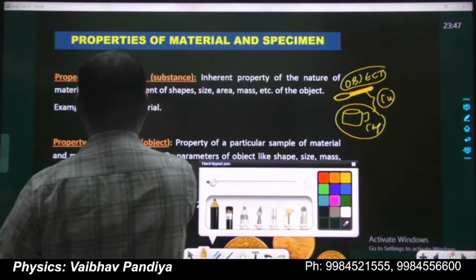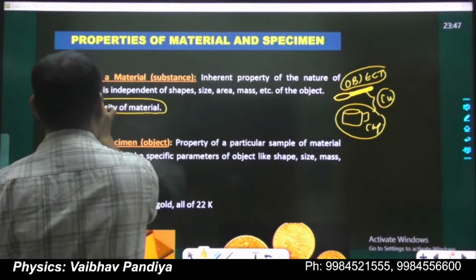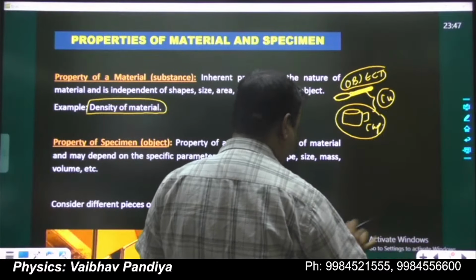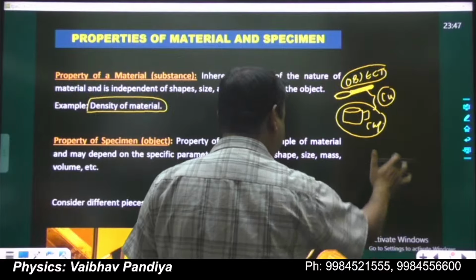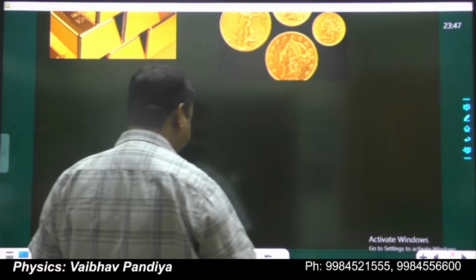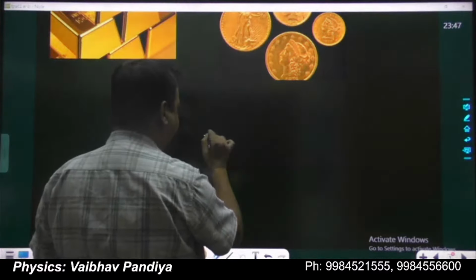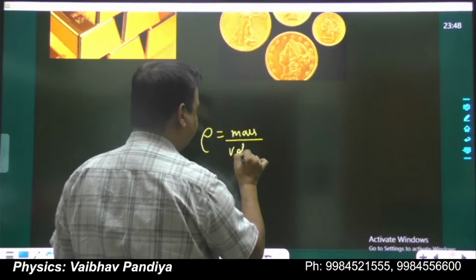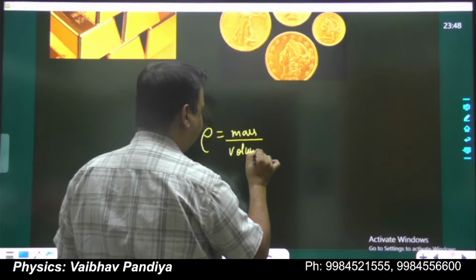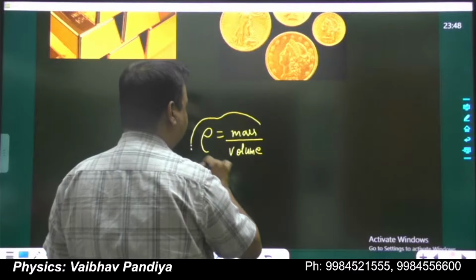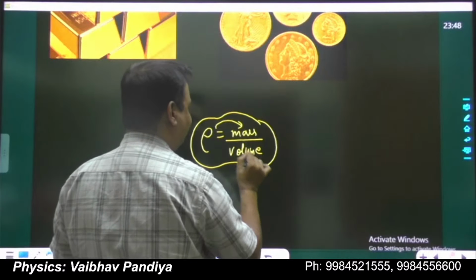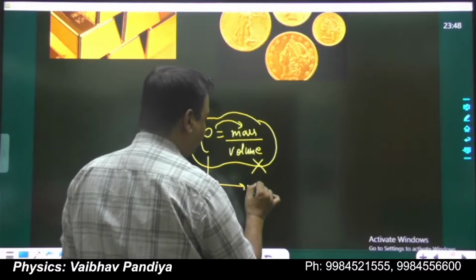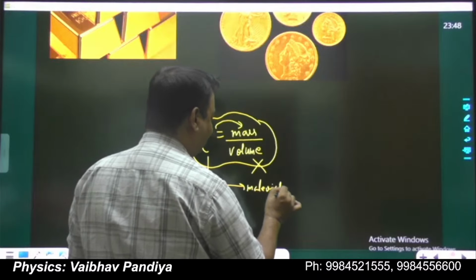Now, when we talk about density, many of us think, how can density be independent of the object? Because we think that density is mass by volume, correct? So many of us get caught in the trap that density will depend on the mass. No. Density is the property of the material, not of the object.